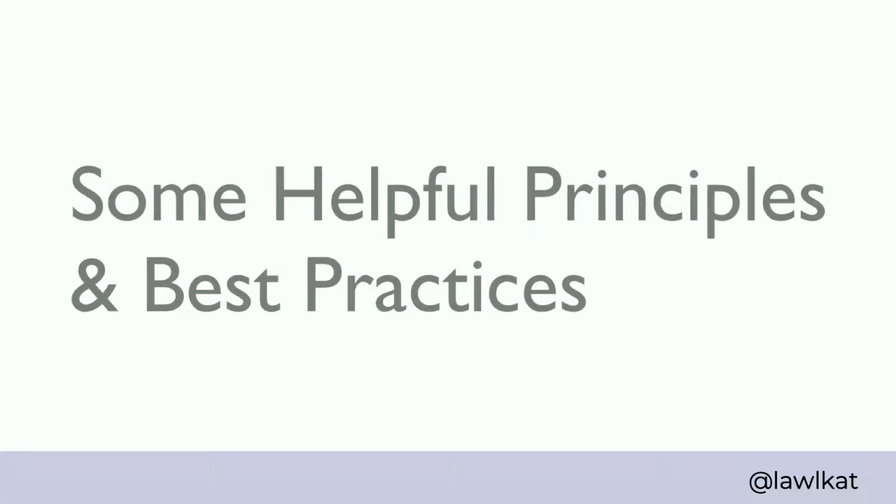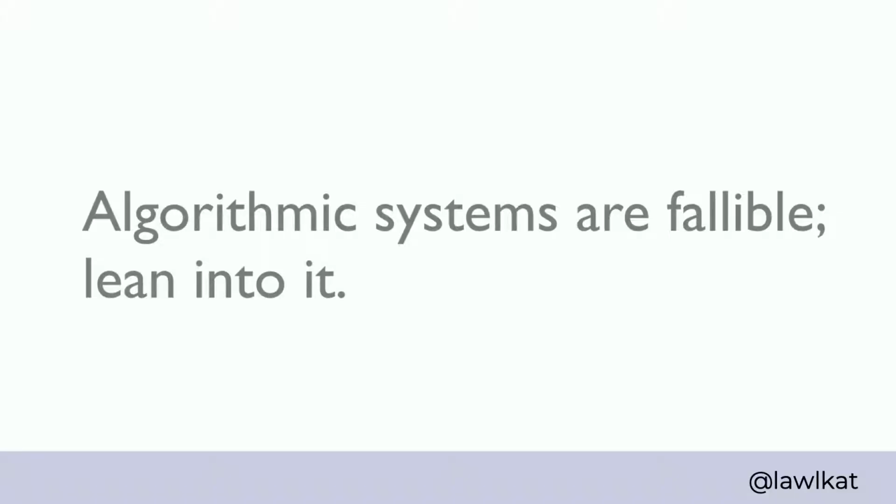So now with a portion of that process articulated, I wanted to talk about some helpful principles and best practices that can inform the ways that you go through this process. The first principle is that algorithmic systems are fallible, and you just have to lean into it.